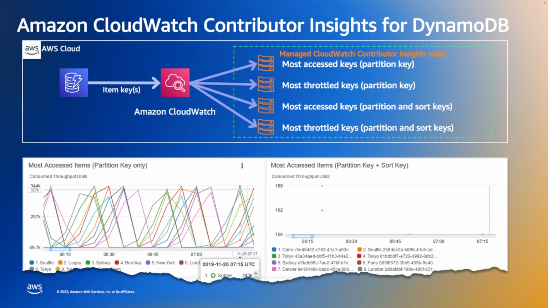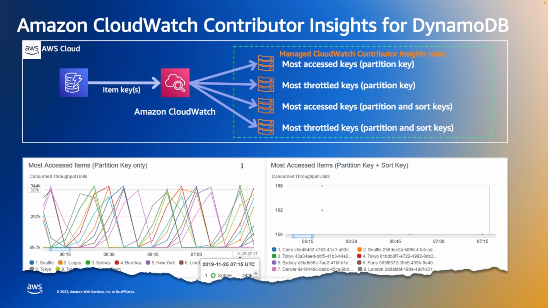And that's where CloudWatch Contributor Insights for DynamoDB comes in. CloudWatch Contributor Insights for DynamoDB creates 4 different graphs. You have the throttles and the admits. So the admits are the most accessed keys. The throttles are the most throttled keys. And then we do that for both partition keys and sort keys.